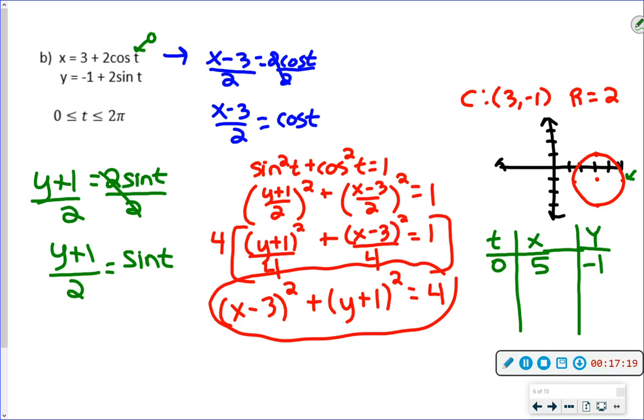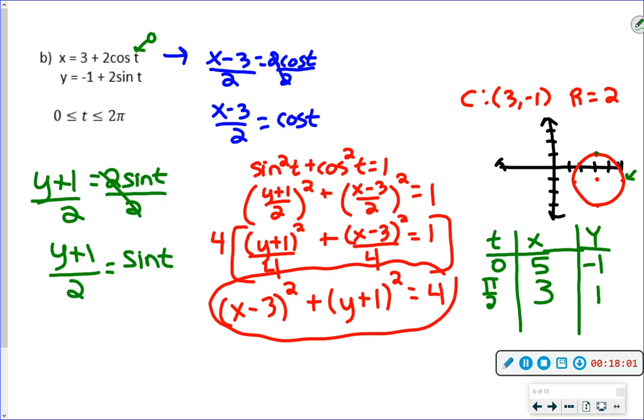Now, because you have cos and sine in there, I want to pick values not like 2, 3, 4, 5. I'm going to use, let's say, pi over 2. I'm going to use 90 degrees. Use your chart. What's cos of pi over 2? 0 times 2, 0 plus 3. Okay, put it in this guy. What's the sine of pi over 2? Times 2 plus negative 1. So we go from 5, negative 1 to 3, 1.